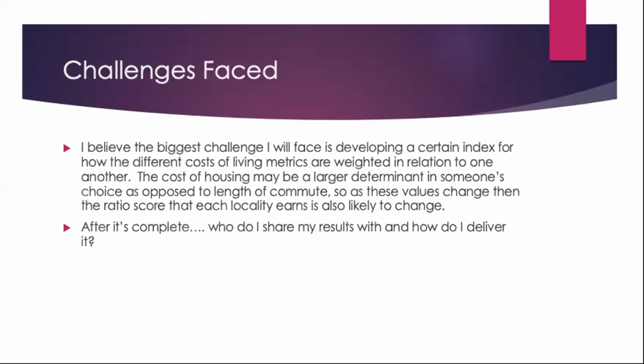In terms of challenges faced, I think the biggest thing that I'm going to have trouble with, and what I'm wrestling with now, is developing an index on how these different cost of living metrics can be weighted in relation to one another. So, if how much you're paying on rent or on your mortgage is the most important thing to you, but you don't really mind driving 3 hours each day to and from work, it's going to be a bit of a challenge to find a compromise with the ratio that I developed that accounts for these things. I considered creating multiple ratios, but I'm not quite sure how I'm going to handle this yet.